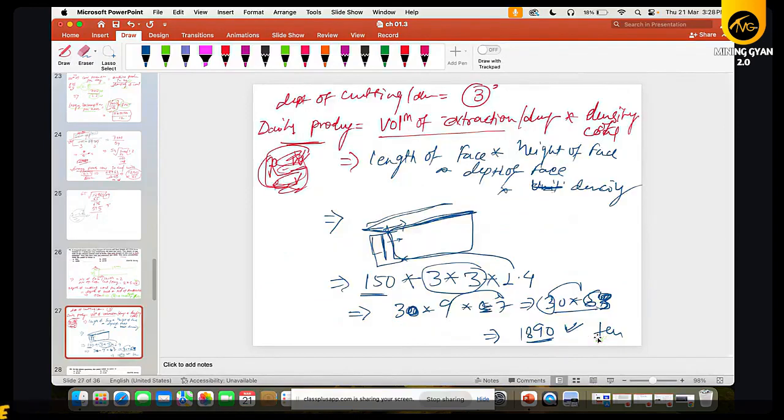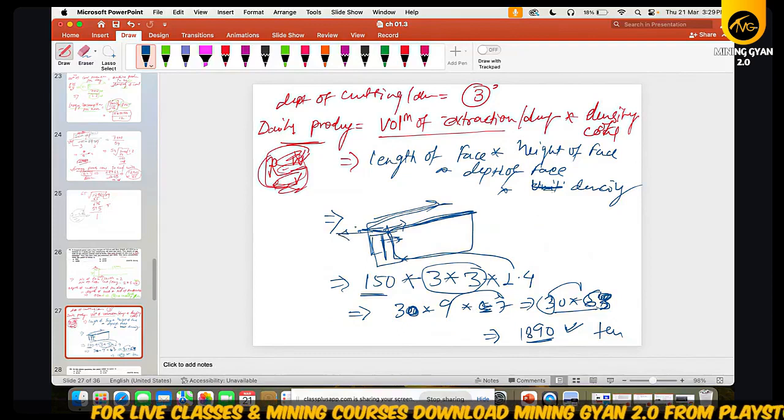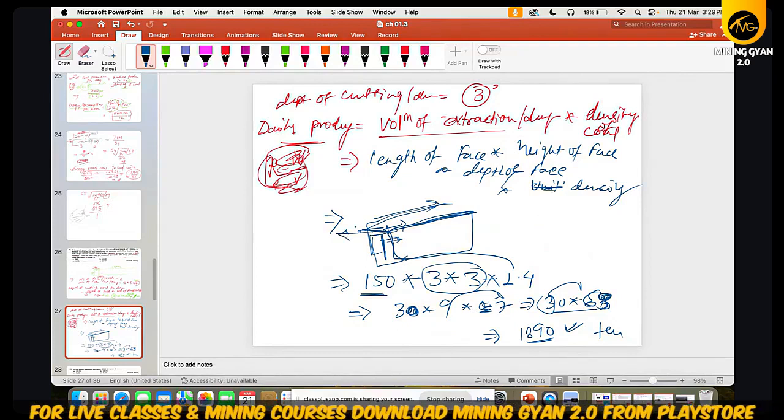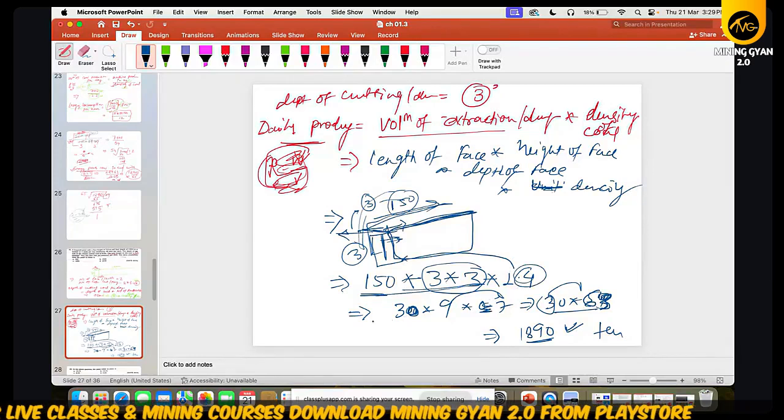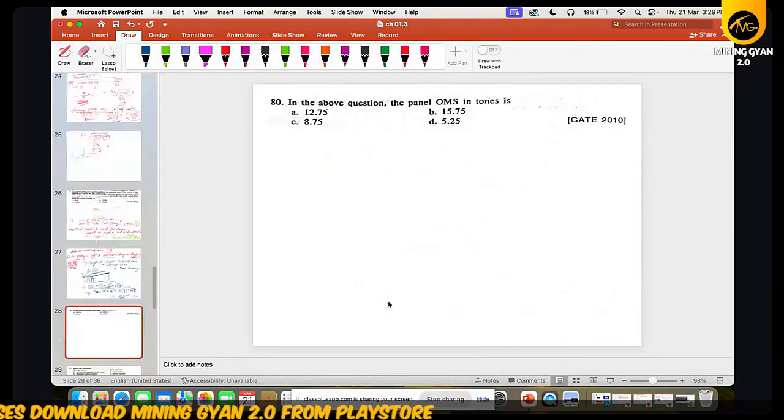Then the daily production क्या होता है? Volume into density of the coal. Volume, how can we find out? So length, height, and depth. So depth we have calculated 3, height 3, and length 150. Multiply, we get volume, and this is your gravity. So when we multiply, we will get our answer.